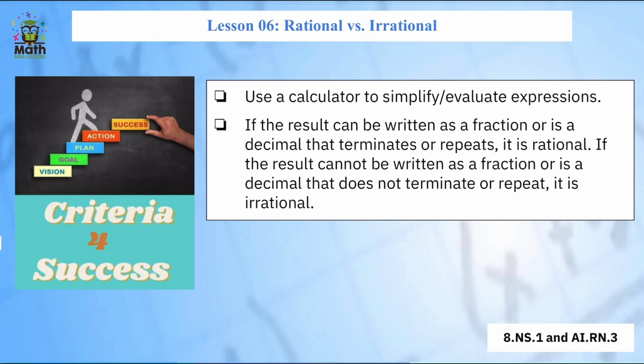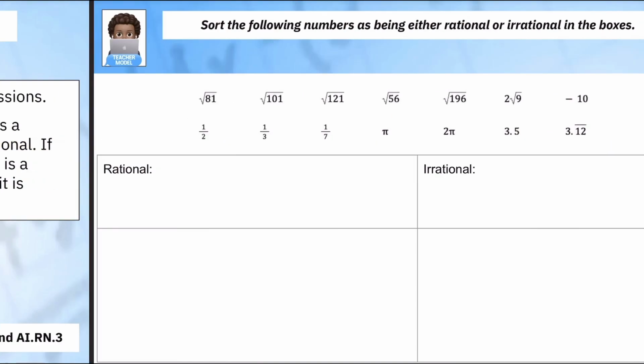And then being able to just tell the difference between rational and irrational. And so what do I mean by that? So here are the things that are all written in here. If I can write it as a fraction, it's rational. Or if it's a decimal that terminates or repeats, it's rational. And I'm going to put this into the notes as well. If it cannot be written as a fraction, or it's a non-terminating, non-repeating decimal, it's irrational. So that's what we're going to put into our notes.